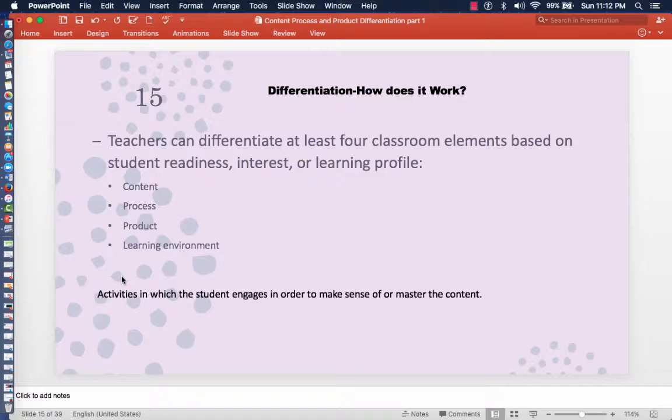So we're going to differentiate with at least these 4 different elements that we've been talking about. And so we're going to be looking at content. So what are we teaching? How are we going to teach it? What are we going to expect? And what is the learning environment that they're going to be doing this in?